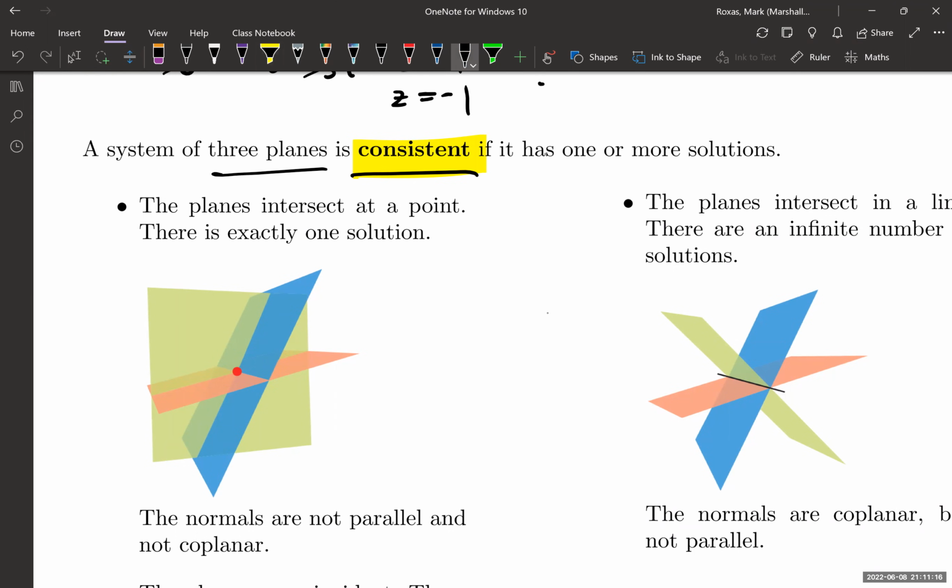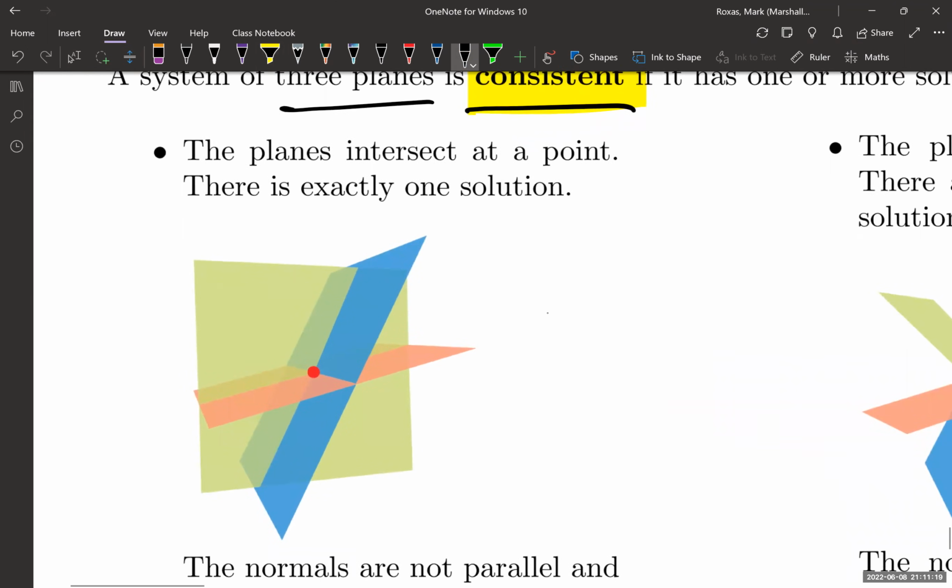So you can have 3 planes in one scenario where the 3 planes intersect at a point. The interesting thing about this, and again, to understand how we're going to be doing the solutions to these, you have to think about their normals. What are the normals to these planes? So I have a normal to this plane here, I have a normal to this plane here, and I have a normal to this plane here. So what's special about these 3 normals?